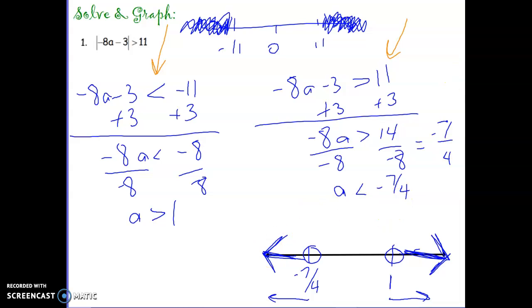And if I were typing this into Delta Math, what I would want to put is A is less than negative 7/4, or A is greater than 1. Remember, when you type in or questions, you do not put it all together. Those stay as two separate things, and you put the word or in between. All right, let's try the next one.